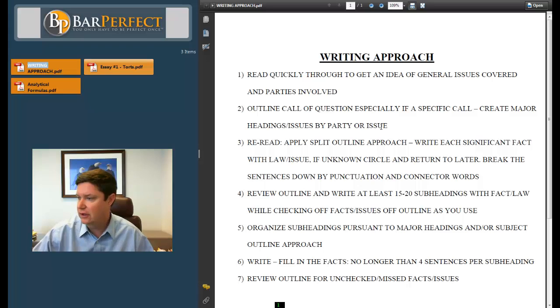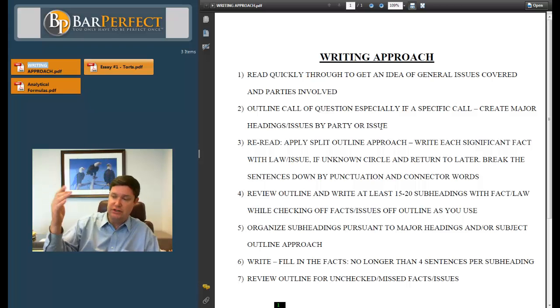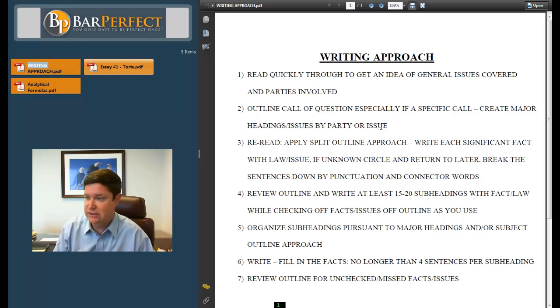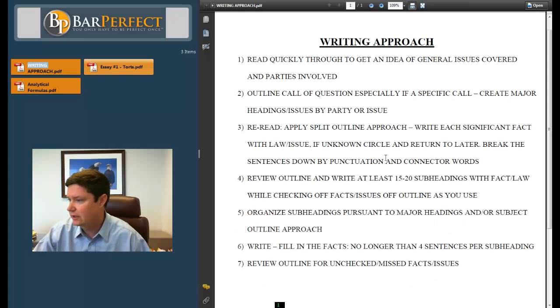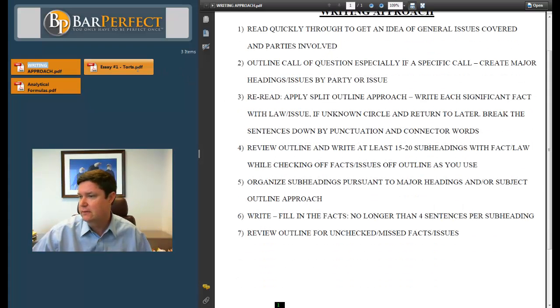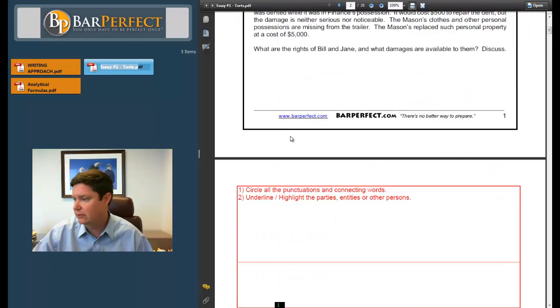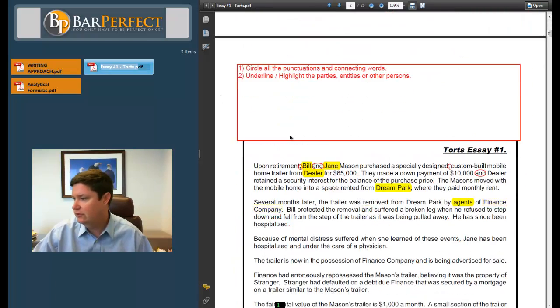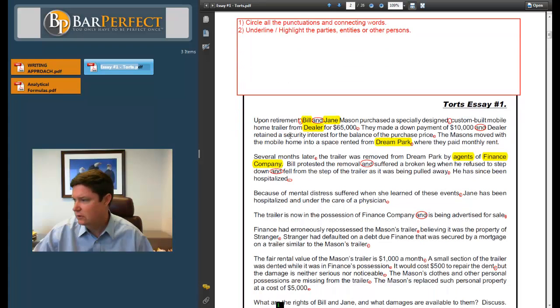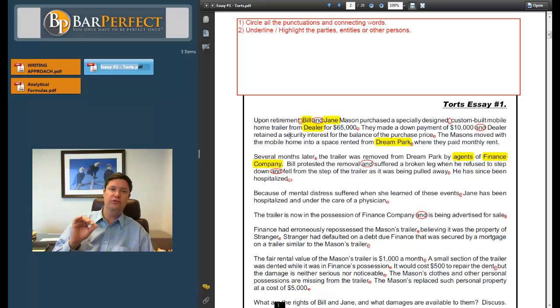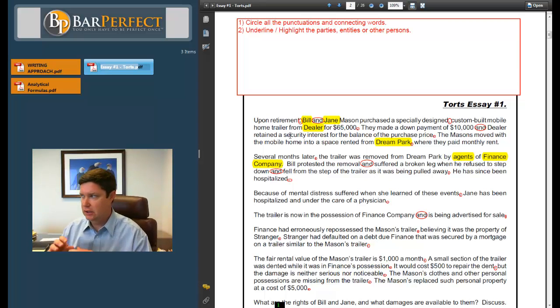and since I'm outlining the call of the question, I do it by parties as instructed in number 2. The third thing that you need to do is go deep into the essay. This is one of the most critical parts: the examiners give you the issues. You just need to recognize them.